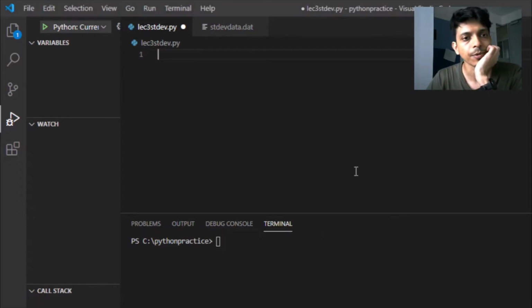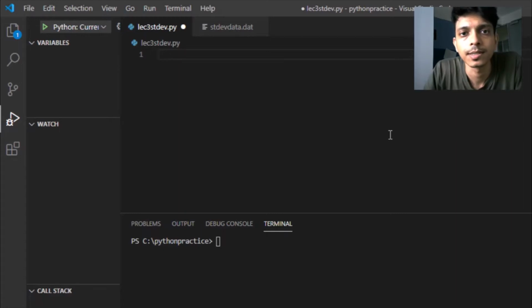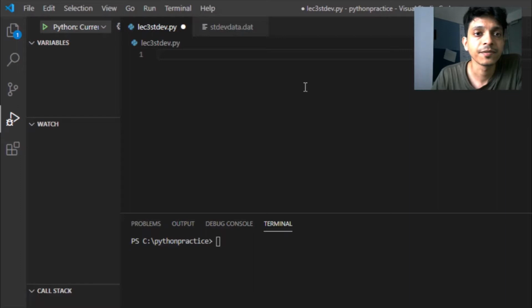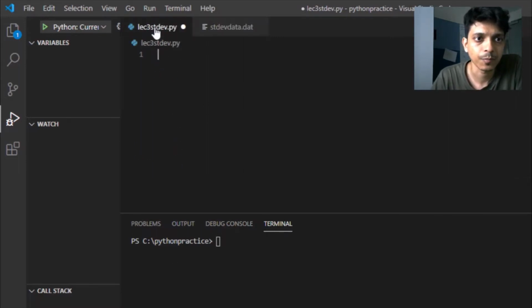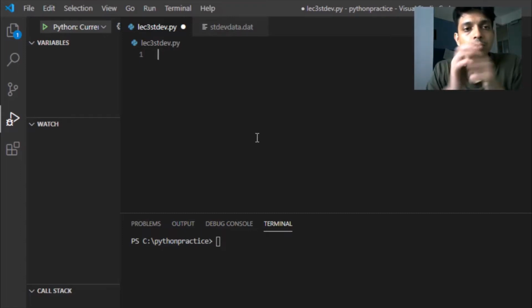So let's write a quick program to calculate standard deviation for a set of data points. And I've created this data file over here. It contains some 12 points, just some random numbers I've put in over there. We're going to try and find the standard deviation of these 12 points. Okay, so how should we do this?